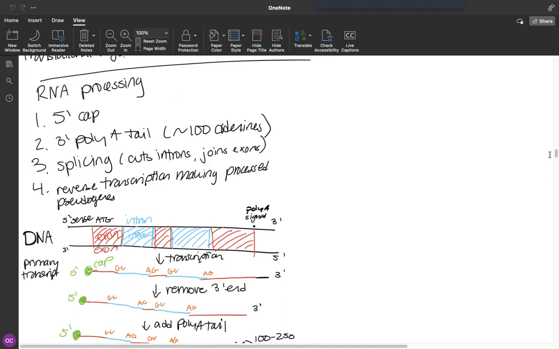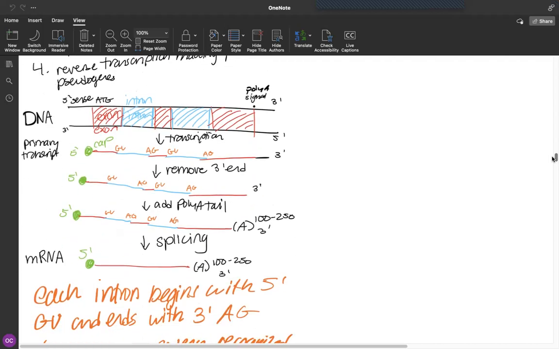We talked about RNA processing. So in eukaryotes, there are a few modifications that have to be made to the mRNA before it can leave the nucleus and go to the ribosome to be translated. And in prokaryotes, the whole central dogma is simpler, for lack of a better word, because it definitely is complicated. But for mRNA, you need to add a 5' cap, a 3' poly A tail, composed of approximately 100 adenines. Splicing must be performed where you cut out the introns and you join the exons. And sometimes reverse transcription can occur, making processed pseudogenes. So I have pictures to go with these.